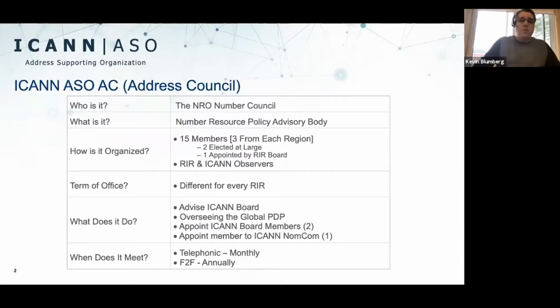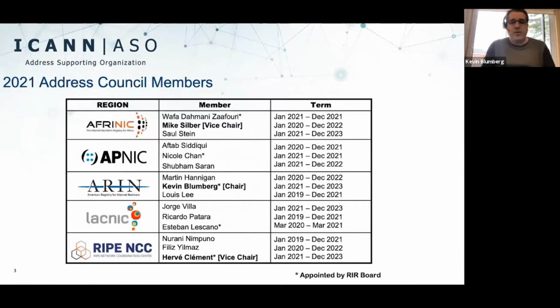We meet telephonically over Zoom once a month, usually on a Wednesday at noon UTC. We also have a face-to-face meeting annually, usually at the first ICANN meeting of the year. This year it was canceled. As you can see, here are all of the different ASO AC members for the various regions. As I mentioned earlier, this year I am the chair. Mike Silber from the Afrinic region and Hervé Clement from RIPE NCC are the vice chairs.